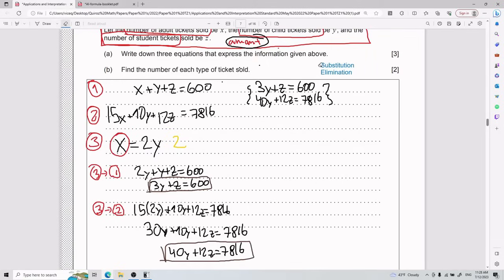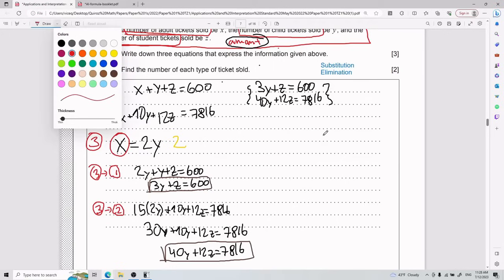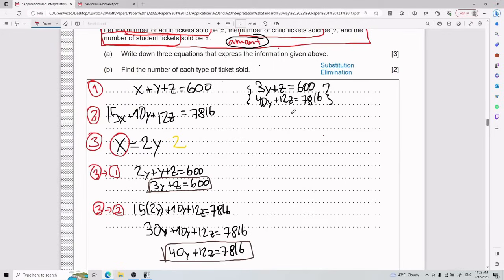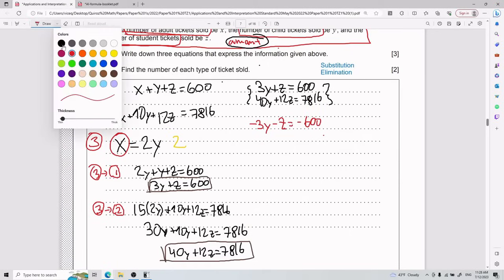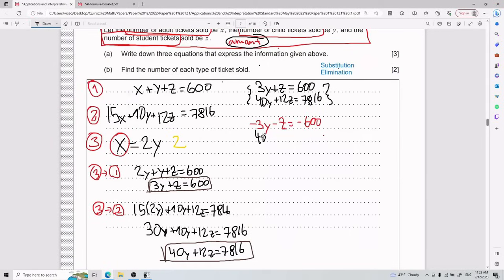Right now, all my variables are positive. So what I can do, and again this is by choice, is make the one on top negative. So I make the one on top negative and have negative 3y minus z equals negative 600. I multiply by negative 1 to absolutely everything. On the bottom, it stays the same.